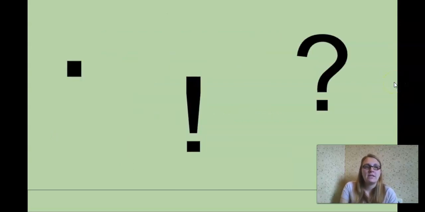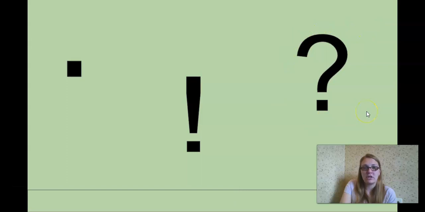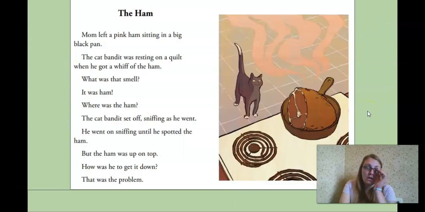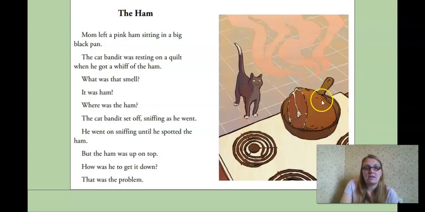All right, and once again, let's make sure we're paying attention to the types of punctuation in our story. We have periods to end sentences, exclamation points that end sentences showing excitement, and question marks, which end sentences that are questions, asking a question. Okay, here's our story. We're going to read it together. The Ham. You can see in our picture, the cat has already got his eyes on the ham, sitting on the stove.